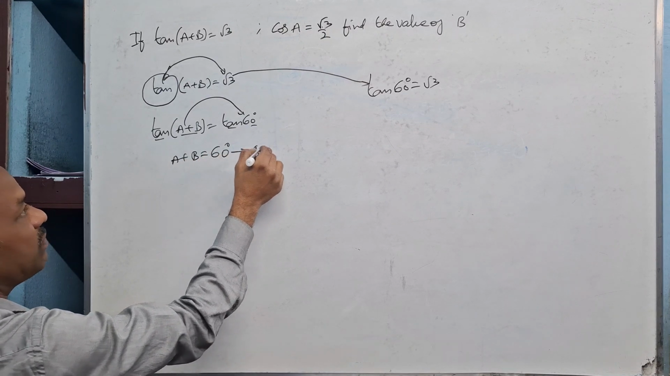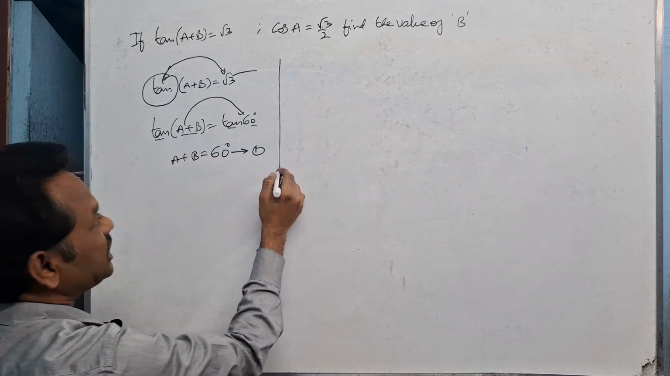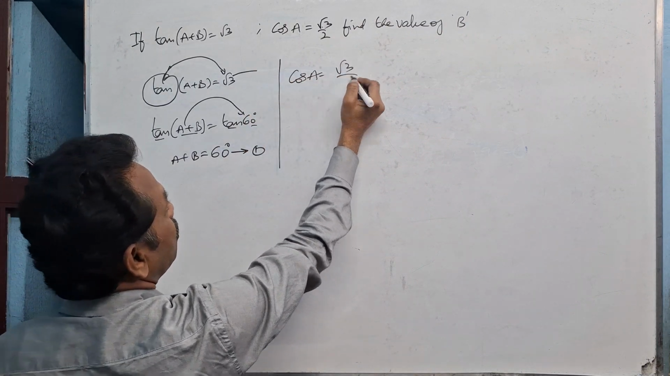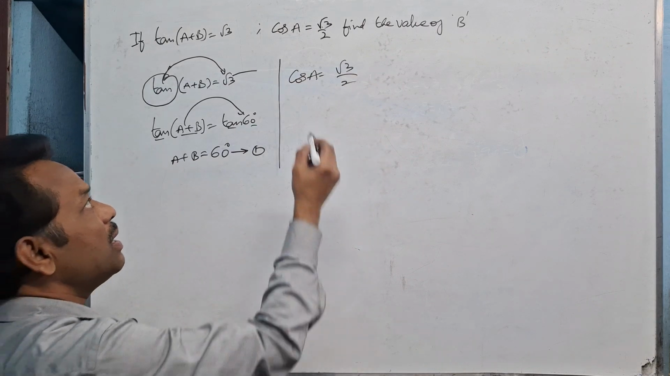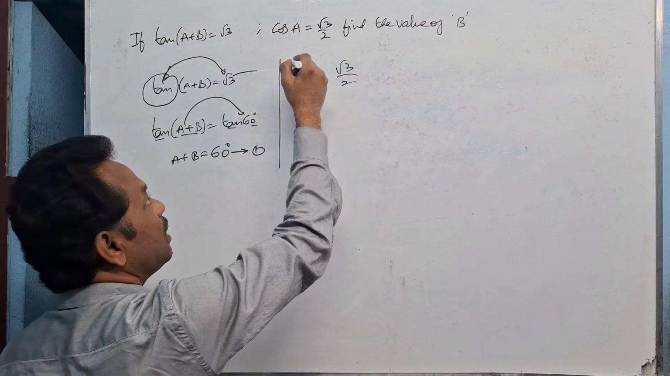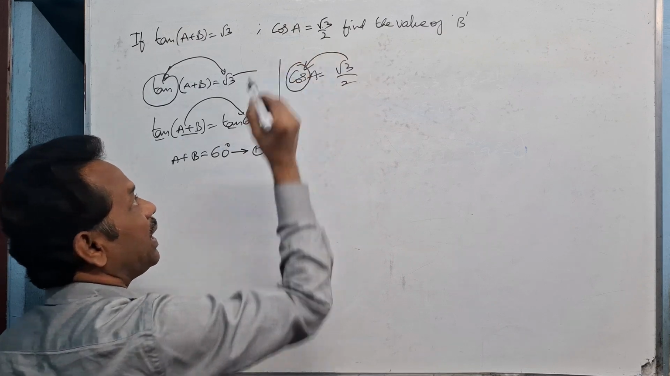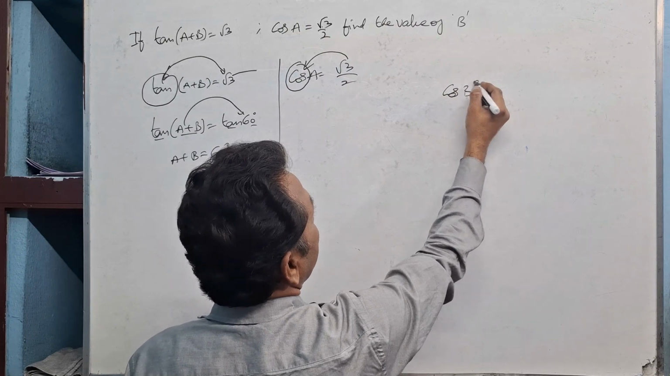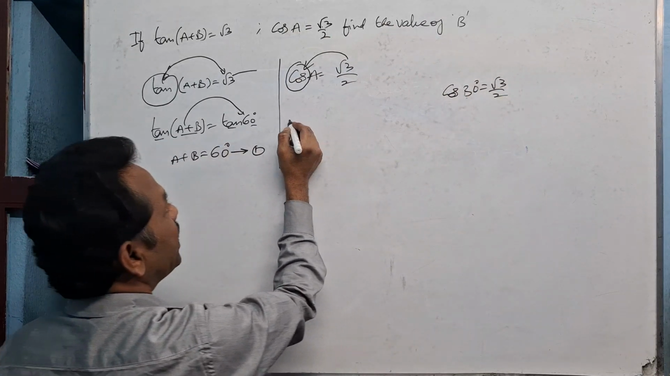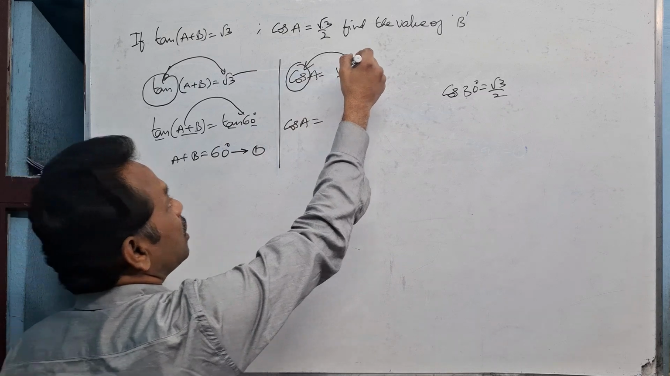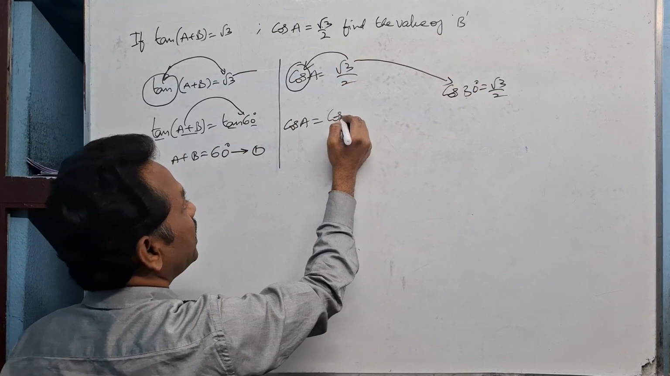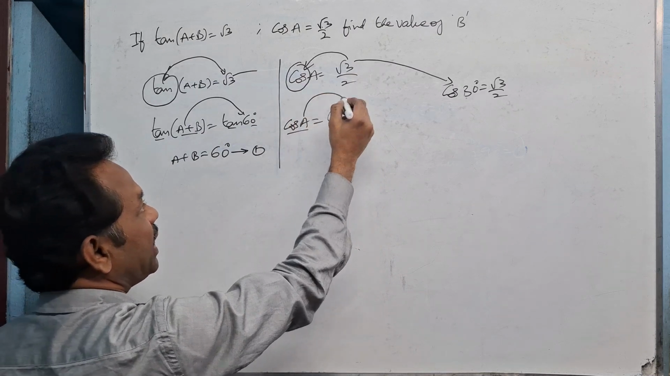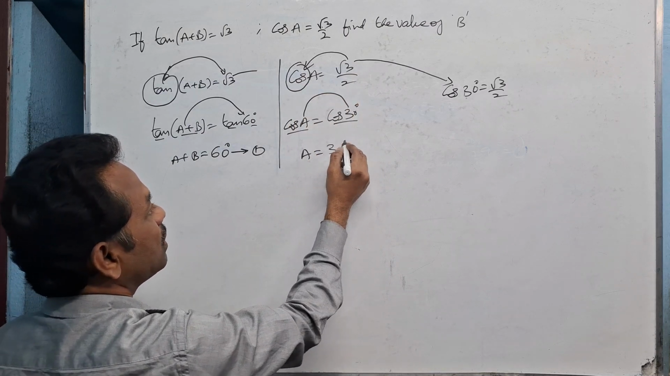Let me take this as equation 1. Now, let us go for the next condition. Our second condition says that cos A equal to root 3 by 2. Here the trigonometric ratio is cos. Let me express root 3 by 2 in terms of cos. So we know that cos 30 degrees equal to root 3 by 2. So cos A equal to cos 30. So the value of A is 30 degrees.